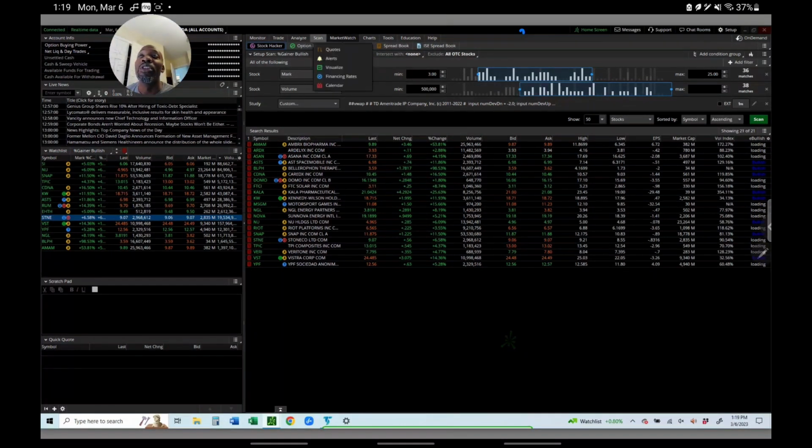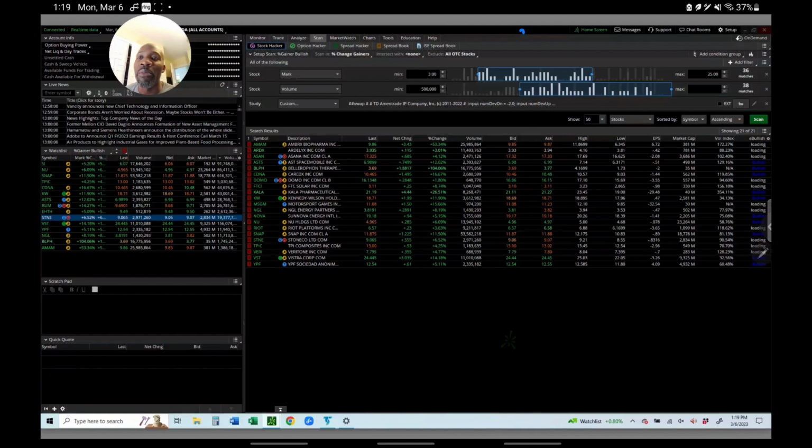Then I come down here, and once again, if you go to Market Watch and the percent change gainers, it's going to have stocks anywhere from like $5 up to a couple hundred dollars. So I want to filter that out. I only want stocks with $3 at the minimum and $25 at the max. And then I'm going to come down here to the volume. I want a minimum of 500,000 shares traded and a max of none.